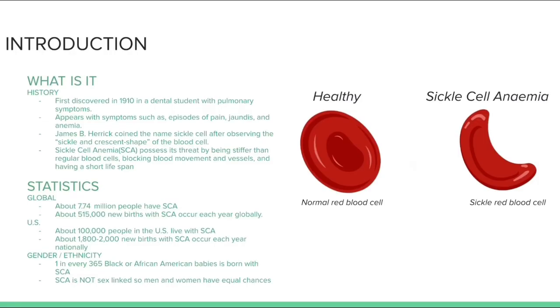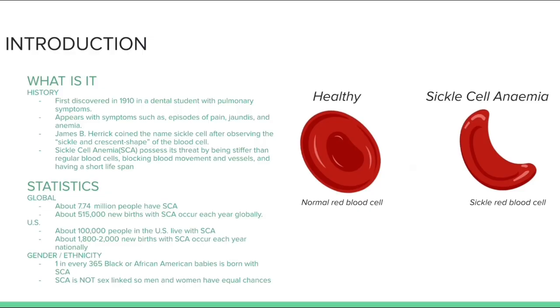Introduction. Sickle cell anemia was first discovered in 1910 in a dental student with pulmonary symptoms. Sickle cell anemia appears with symptoms such as episodes of pain, jaundice, and anemia. James B. Herrick coined the name sickle cell after observing the sickle and crescent shape of the blood cell.